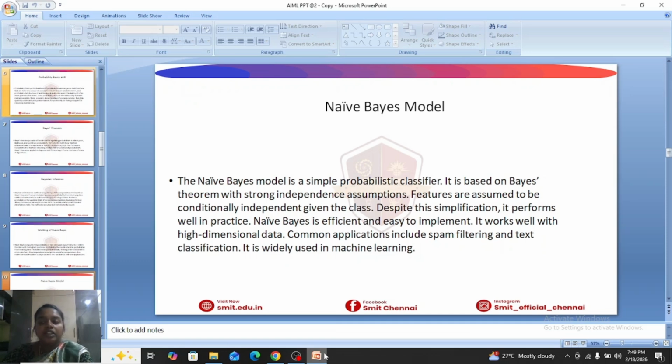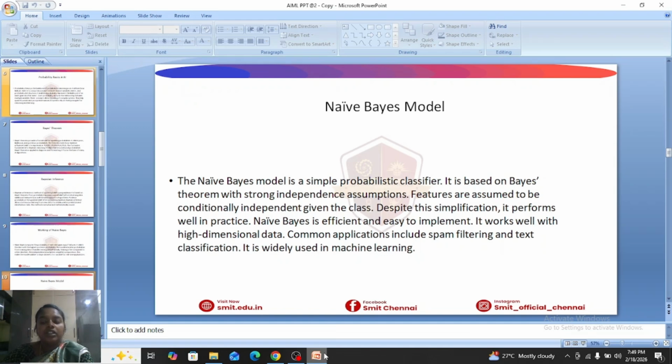Actually, there are types in Naive Bayes model. First one is Gaussian Naive Bayes, second, multinomial Naive Bayes, third, Bernoulli Naive Bayes. These are the three types. Gaussian Naive Bayes is used when features are continuous. It assumes features follow a normal distribution. Application: it is used in medical diagnosis, since the data has real valued inputs.